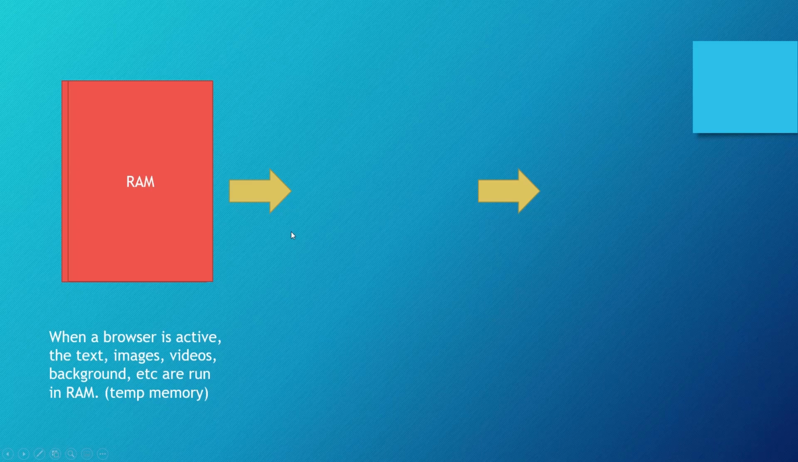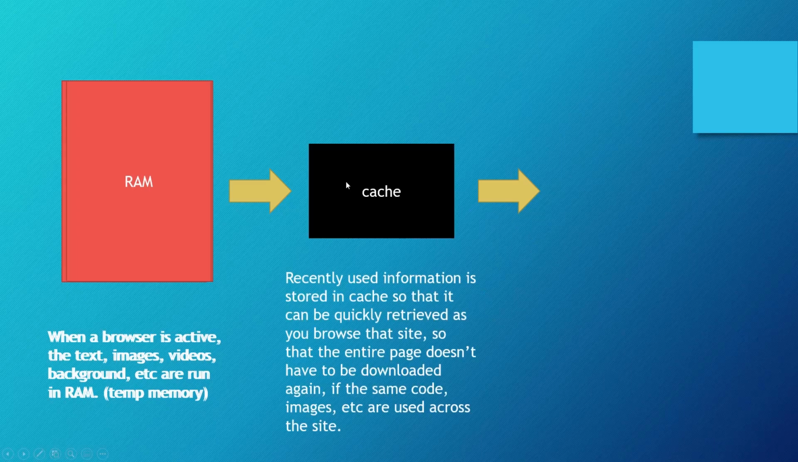So, okay, this is what happens when your browser is active. The text, images, videos, the background, etc. are run in your RAM on your computer. So that is temporary memory. Then it goes into the cache. So recently used information is stored in the cache so that it can be quickly retrieved as you browse that site. So the entire page doesn't need to be downloaded again and again and again if the same code, images, etc. are used across the site. You know, if they have the same background, like this blue background on every page, you don't want to have to download it every time you click on a different page of the site. So it stores it in cache, so it's already there. It just comes up really quick.